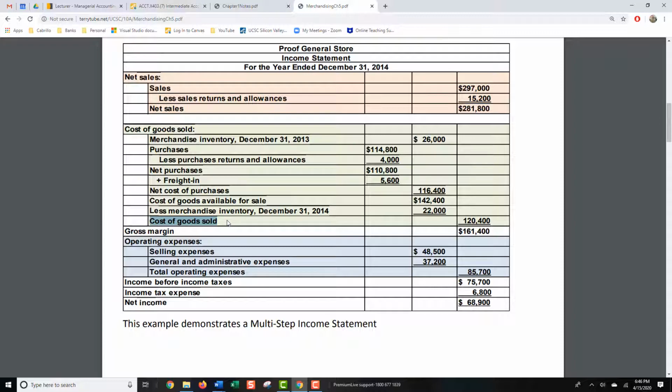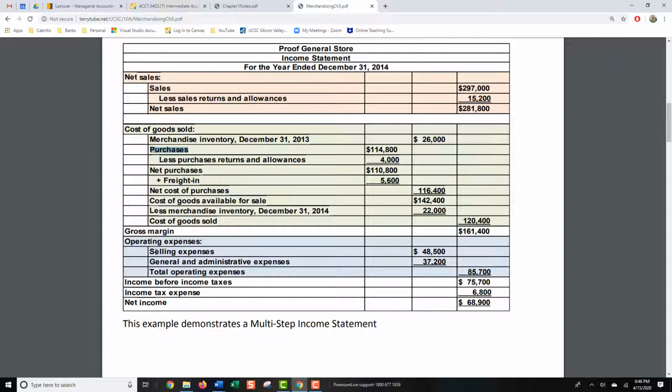In a perpetual system, you're not going to calculate the cost of goods sold. You're not going to have purchases, because in a perpetual system, every time you make a transaction, you record it. So as soon as you see purchases, you know you're under a periodic system.